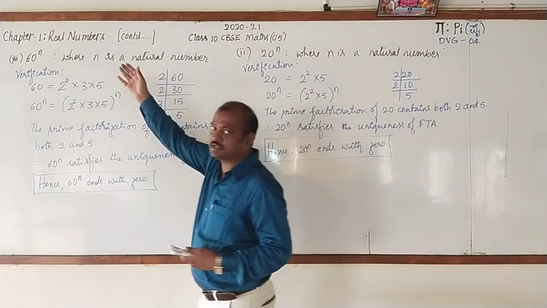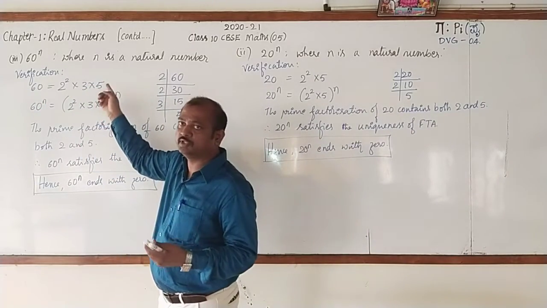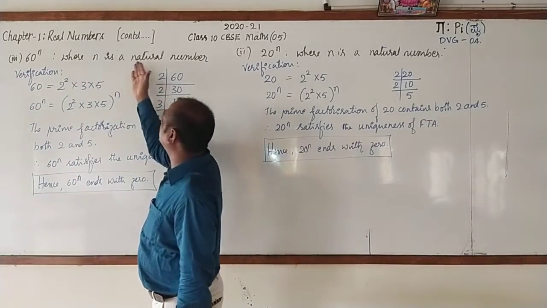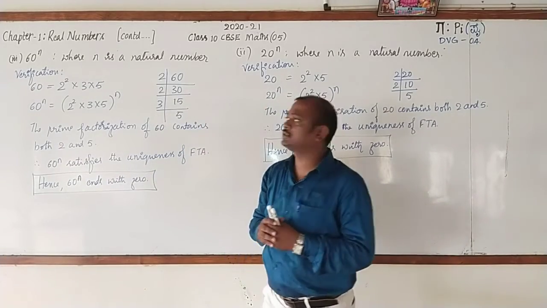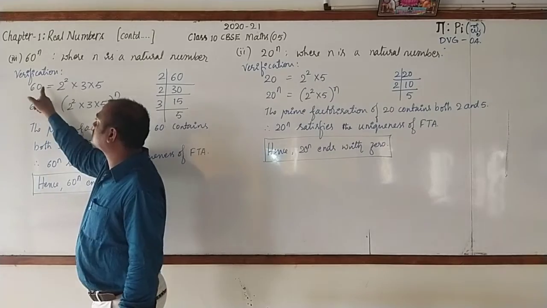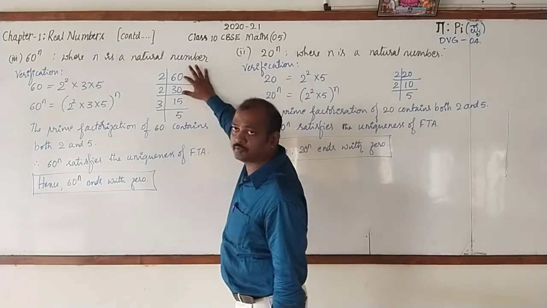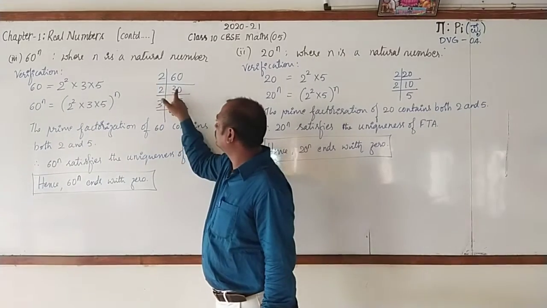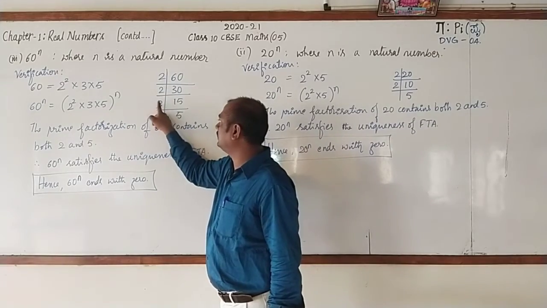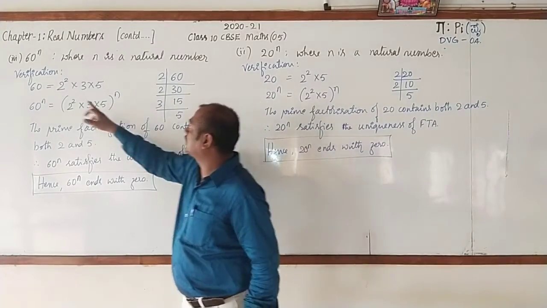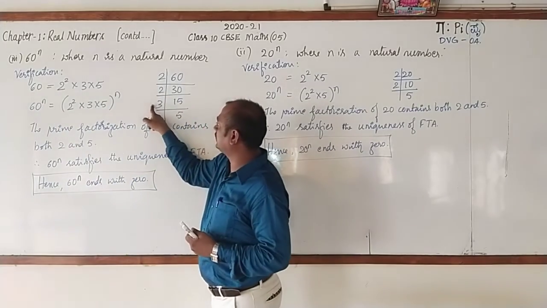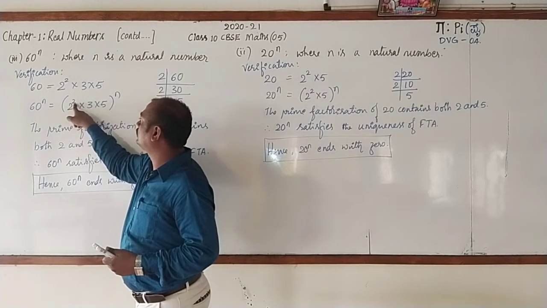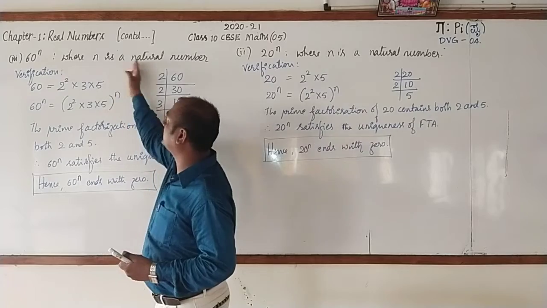Now, another one, which I have written; after explaining, you have to copy this one. The third one is 60 raised to the power n, where n is a natural number. We have to check whether it ends with 0 or not. Verification. The prime factorization of 60: it is even, start dividing it by 2. 2 thirties are 60, 2 fifteens are 30, then 3 fives are 15. You can write 60 as 2 square into 3 into 5. Now 60 raised to the power n is equal to (2 square into 3 into 5) raised to the power n, where n is a natural number.